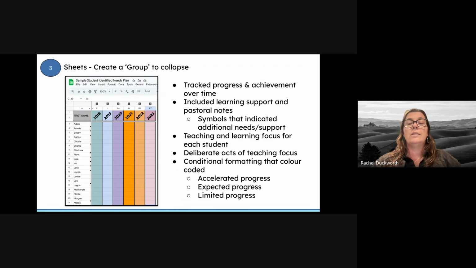So every time we entered something, we could see if they were making accelerated progress, their expected progress, or limited progress. So when it came time for reporting, or when a new teacher had a parent-teacher meeting with a student they hadn't taught before, they could go back to this spreadsheet, have a look at the learning interventions or the support that child had previously had, and then that teacher had a really clear picture of everything that was going on for that student.